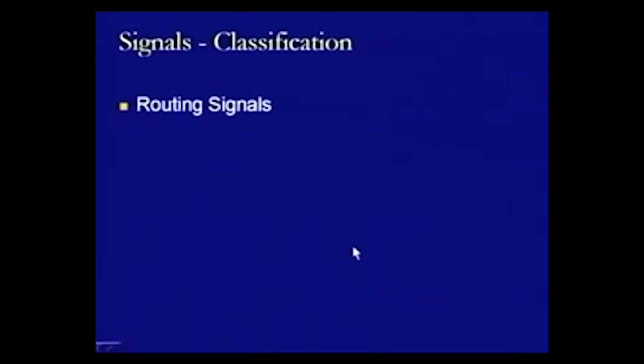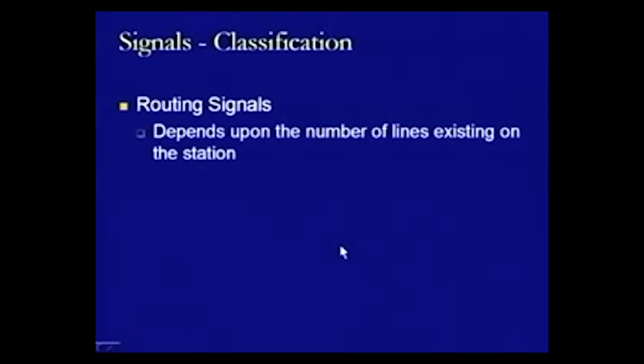Now, in this classification of signals, another category of signals is routing signal. This is again on the basis of the locational aspect, and in this case it depends upon the number of lines which exist on the station, because we are trying to route the train on certain lines. So, on the basis of the number of lines available, we will have a number of routes, and therefore we have that many movable arms which will define which route is to be taken by a train, and that is what is a routing signal.